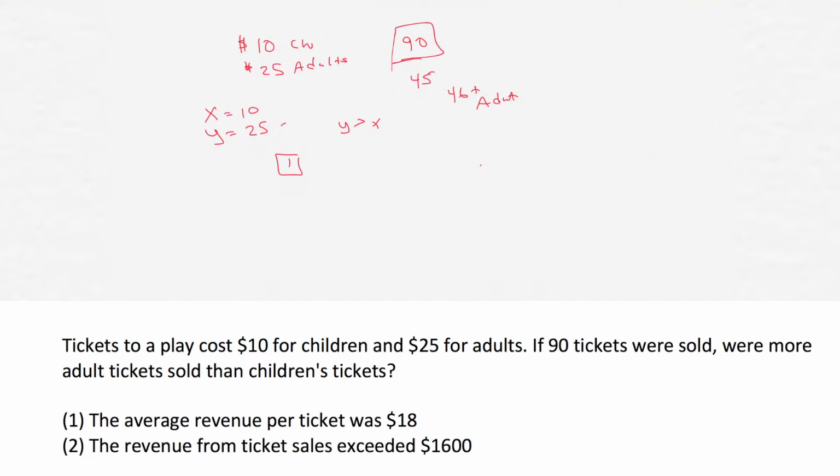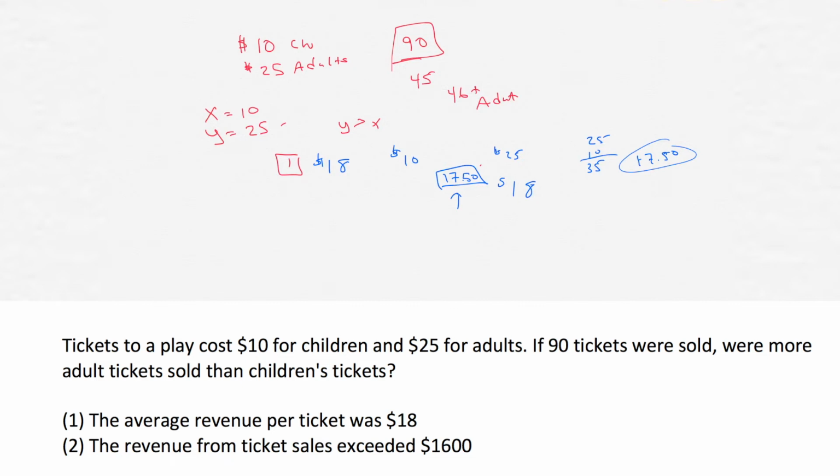So number 1 says the average price of everything was $18. If it was exactly half and half, like half of the tickets were $10 and the other half were $25, the average price would have to be right in the middle of that, which would be 17.5. I got 17.5 because if you add 25 and 10, you get 35, and 35 divided by 2 is 17.5. So if exactly half and half were sold, then the average price would be 17.5.